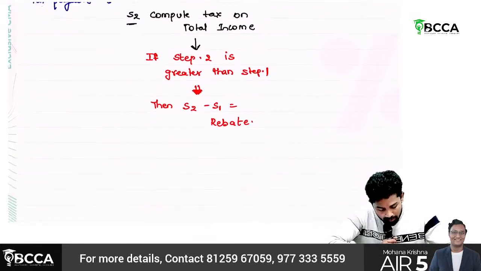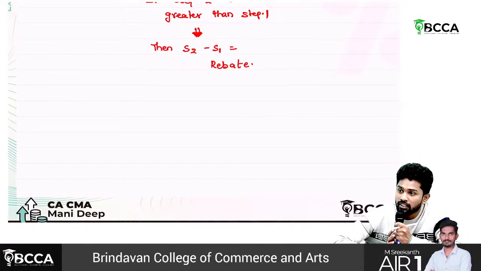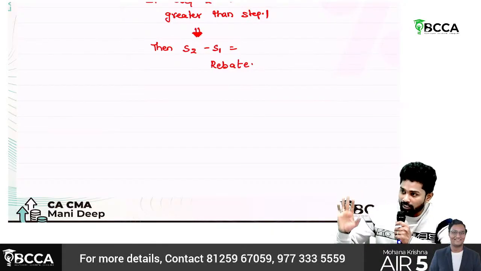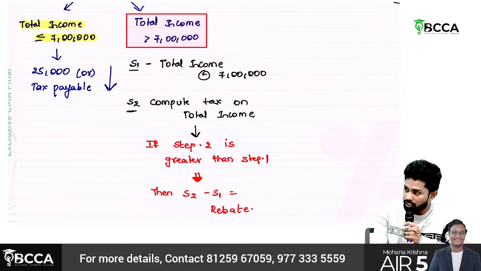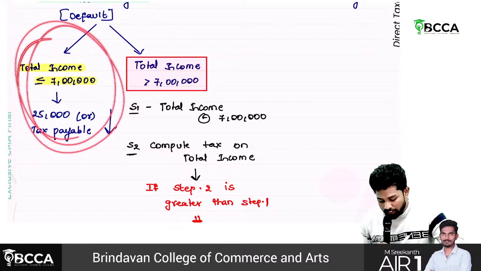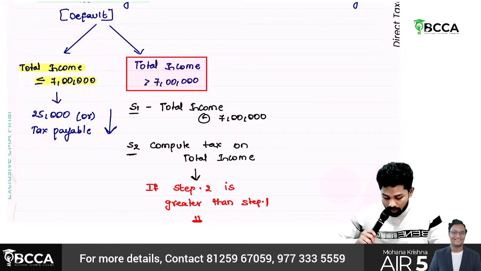A person is having 7,20,000 as income. Will he get rebate or not? Normally, forget about this particular provision. Only if you look at this provision alone, if he has 7,20,000 income, then he becomes ineligible for rebate. Okay, now see.